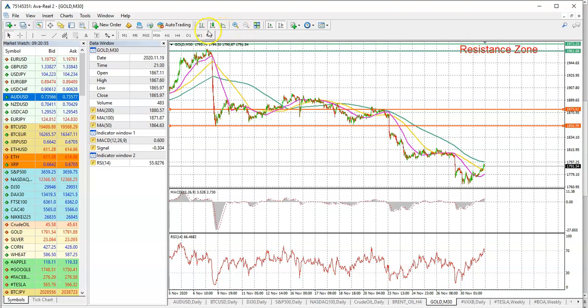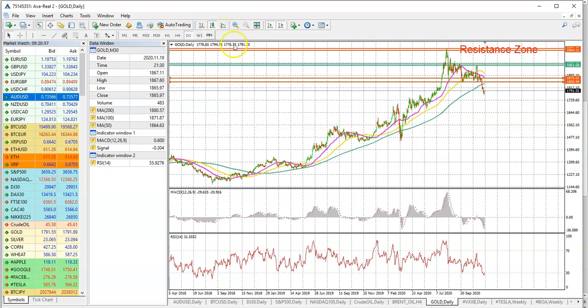So again, to summarize everything, this is our resistance zone, which runs from 1850 to 1875. The prices are looking bullish. The signal did come from the 30-minute time frame, and also on the weekly time frame as well.